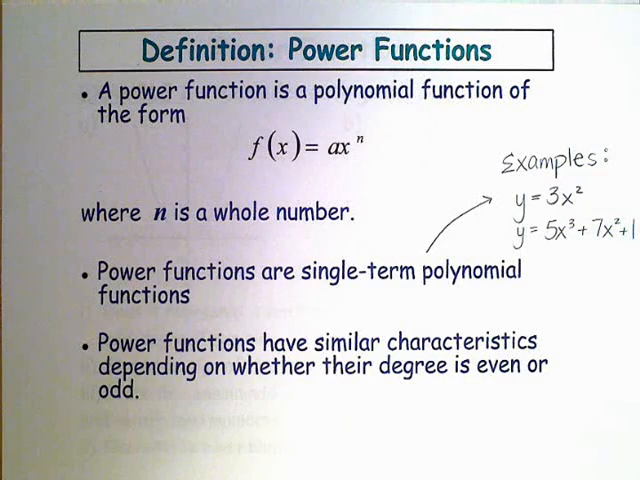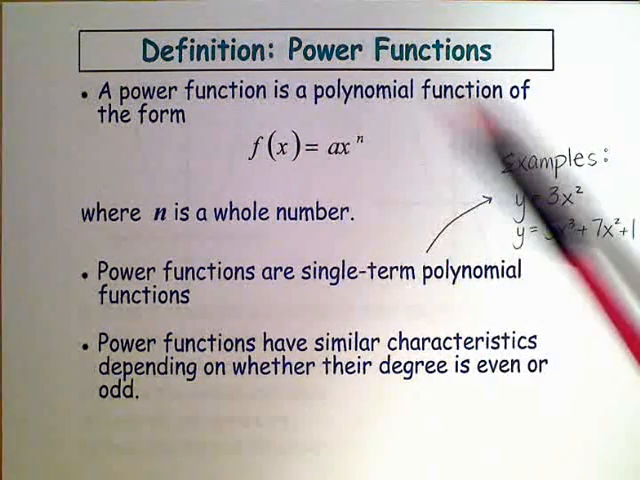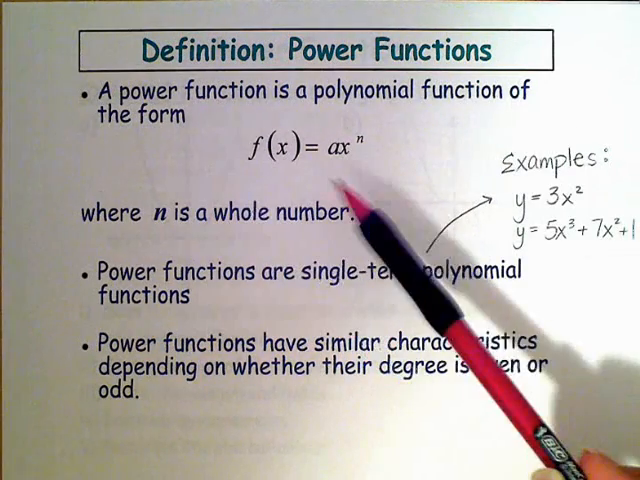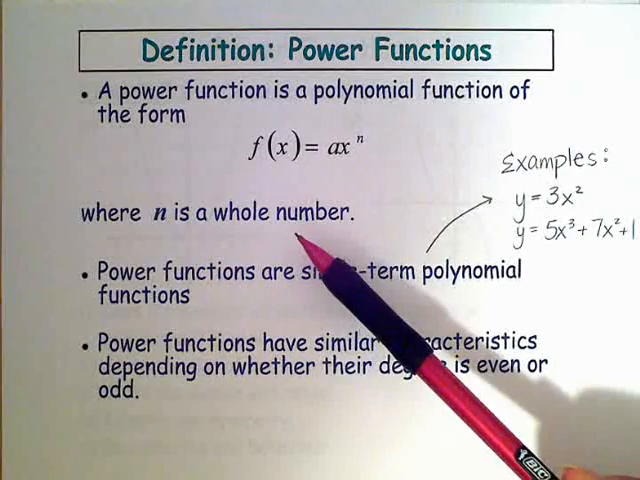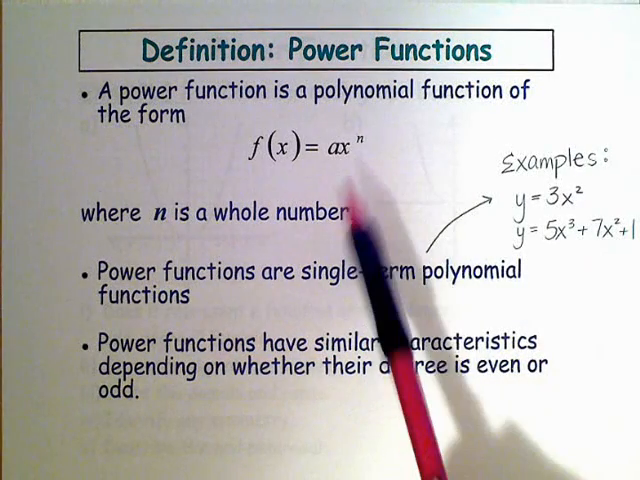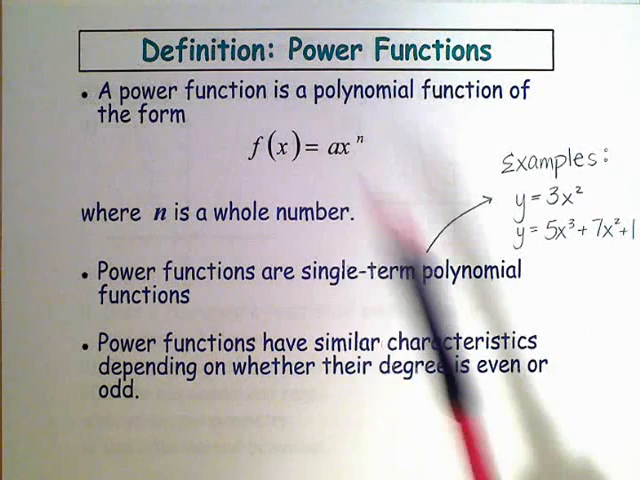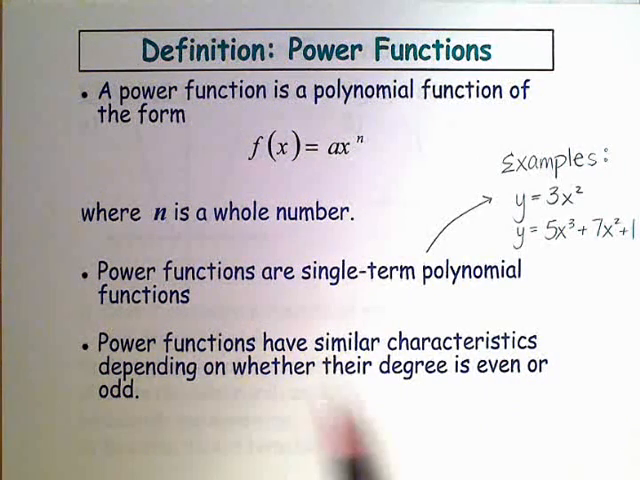Okay, the next definition we're looking at is the definition of a power function. This is what the section that we're looking at is actually about. A power function is a polynomial function of the form f(x) = a x^n, where n is a whole number. Power functions are single-term polynomial functions, so they only have one term. Power functions have similar characteristics depending on whether their degree is even or odd, and we're going to look at that in a couple of minutes.